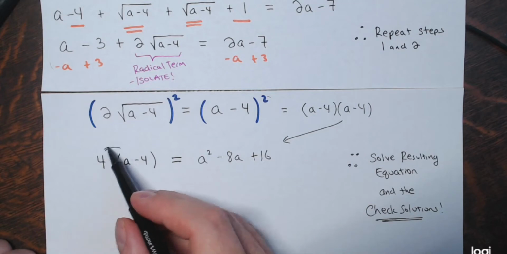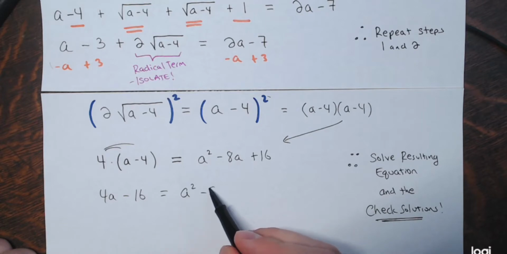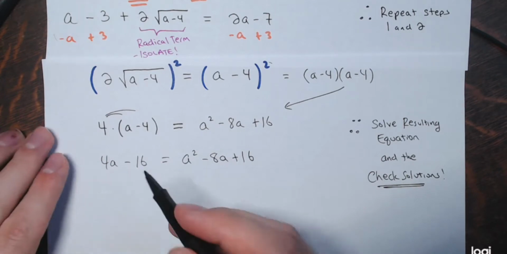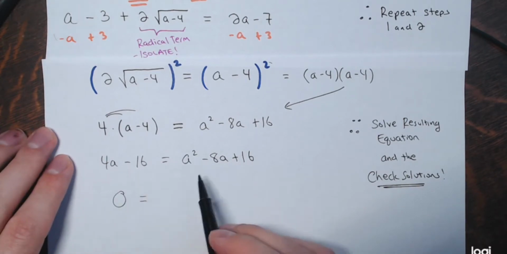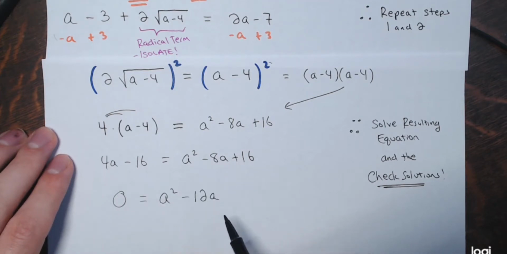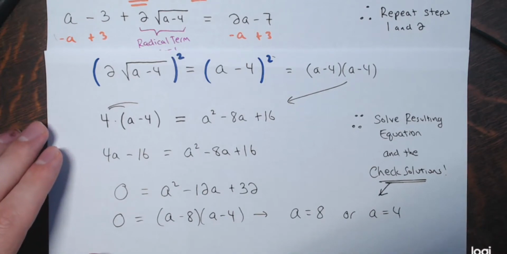All right, so over here I'm distributing the 4. We have 4a minus 16 equals a squared minus 8a plus 16. Then I would take everything to one side, 0 on the other. I'll just take everything to the right here. So we have a squared minus 12a, and then if I add 16, that'd be plus 32. And this factors to a minus 8 times a minus 4. All right. So the possible solutions are a equals 8 or a equals 4. But again, please check these in the original equation.